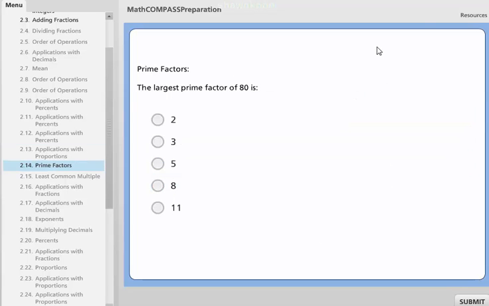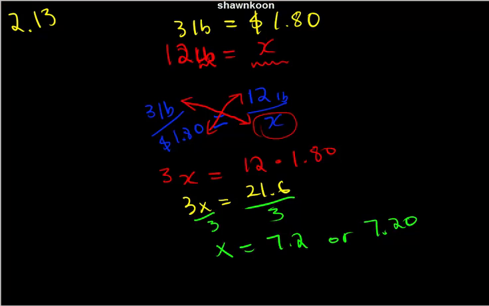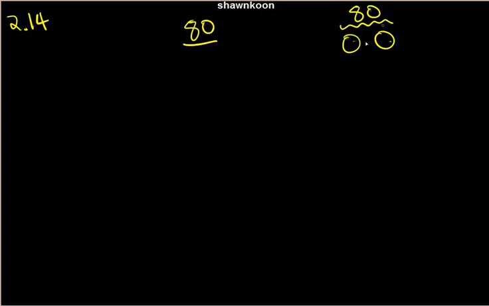Perfect. So the next problem, 2.14. The largest prime factor of 80 is something. Okay, so it says find the largest prime factor of 80. The factors are two numbers that multiply to get whatever they asked us. For example, if they gave us 80, we're finding two numbers that multiply to get 80. So let's find those numbers.